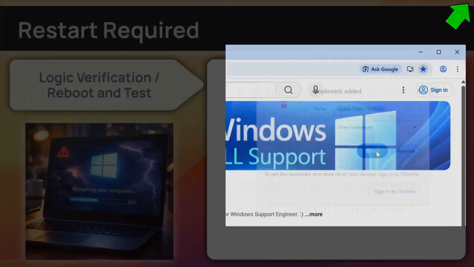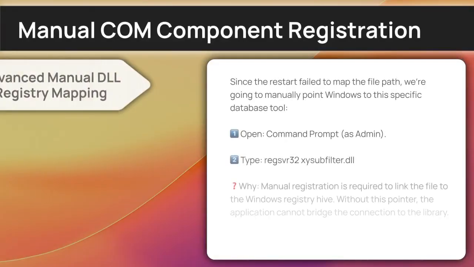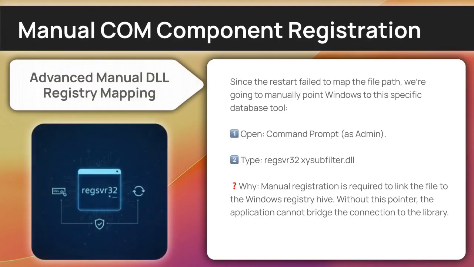With the restart confirmed as ineffective for this instance, let's analyze the registry settings next. If you need to pause the video while navigating the registry editor, feel free. Since the restart failed to map the file path, we're going to manually point Windows to this specific database tool.